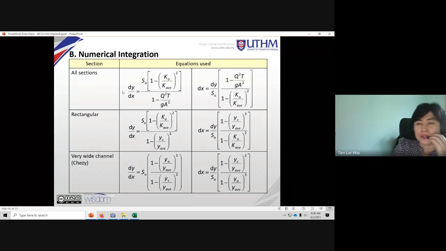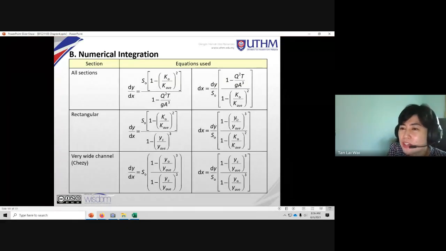Now, the first set of equations applies to all sections, which includes rectangular, trapezoidal, or even compound sections. The second set of equations applies only to rectangular because there's a simplification made. For example, look at the formula yc over y average, and of course the conveyance, which is k, k naught over k average. Now how do you find k average later? Let me show you what is k naught and k average.